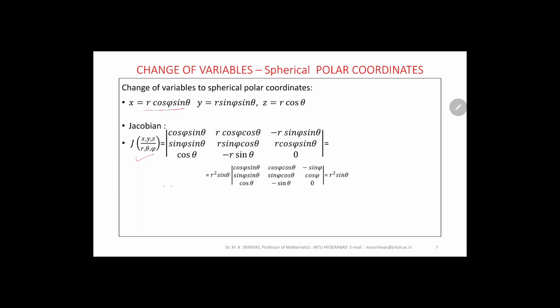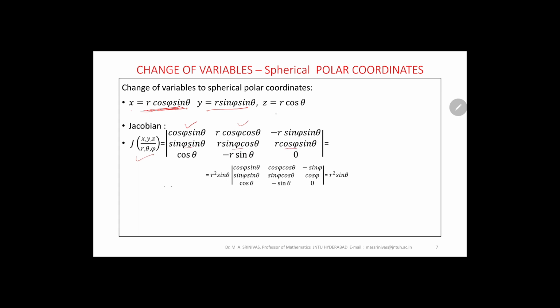The derivative of x with respect to r is cos phi sin theta. Derivative of x with respect to theta is r cos phi cos theta, since the derivative of sin theta is cos theta. Derivative of this with respect to phi is minus r sin phi sin theta, since the derivative of cos phi is minus sin phi. Similarly, the derivative of y with respect to r, theta, phi will be written in the second row.